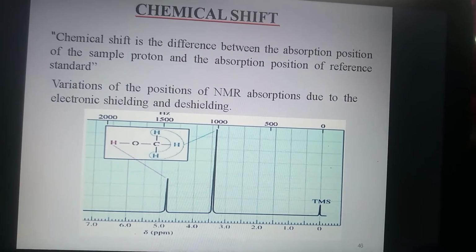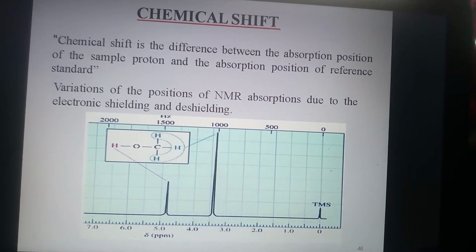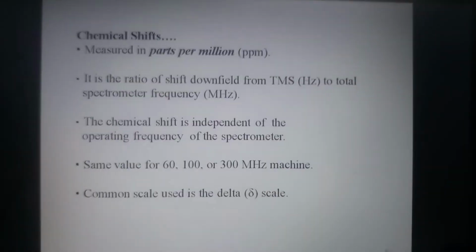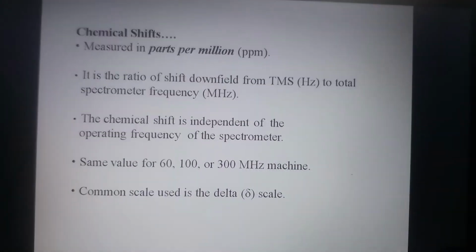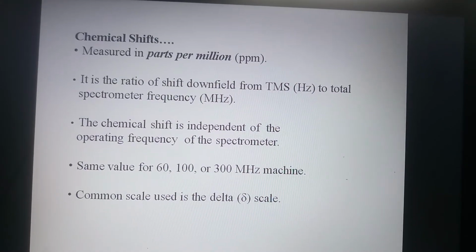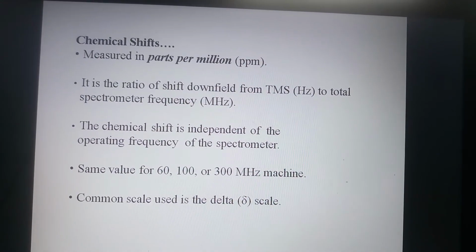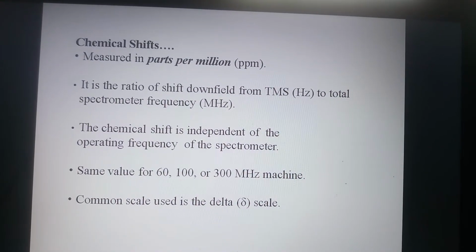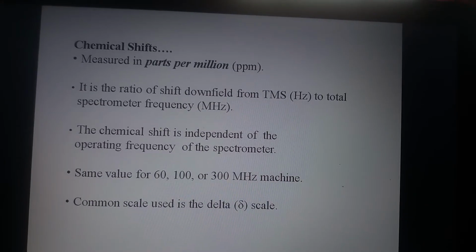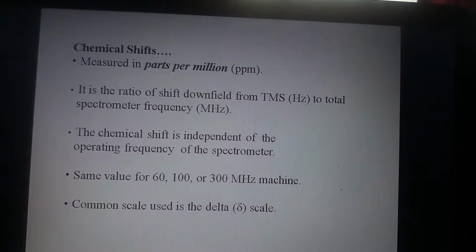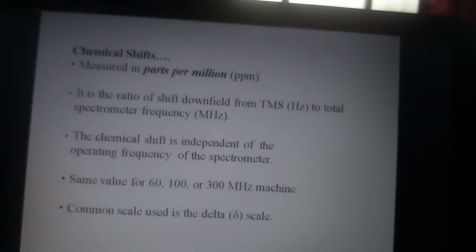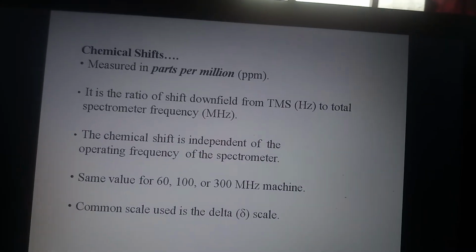Variations of the position of NMR absorptions due to electronic shielding and deshielding. Now, chemical shift is measured in parts per million, that is ppm. It is the ratio of the shift downfield from TMS in hertz to the total spectrometer frequency in megahertz. The chemical shift is independent of the operating frequency of the spectrophotometer because it is a ratio. So, the same value for a 60, 100 or 300 megahertz machine, it doesn't matter. The common scale used is the delta scale.